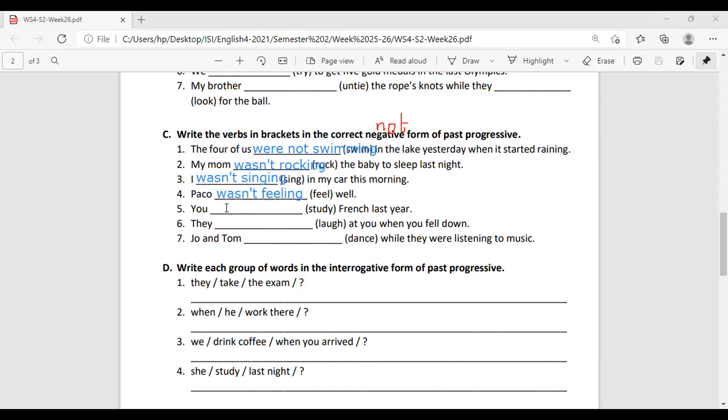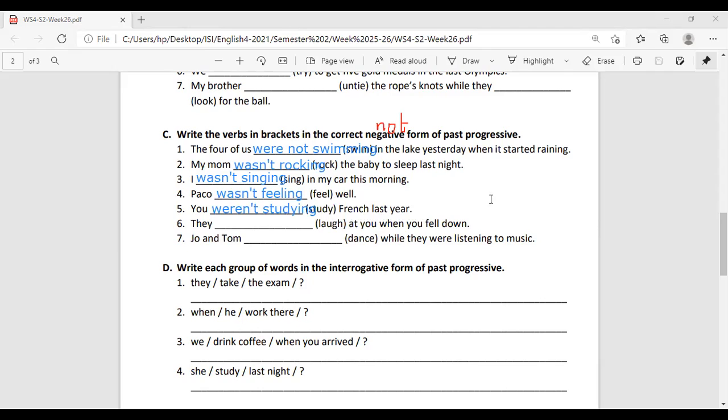You wasn't studying French last year. You doesn't take was. You takes were. So we say you weren't studying. Okay? We say you weren't studying. Pay attention, Amir. You weren't studying because you takes were, not was.